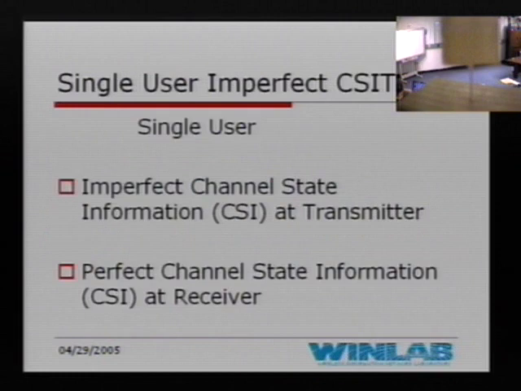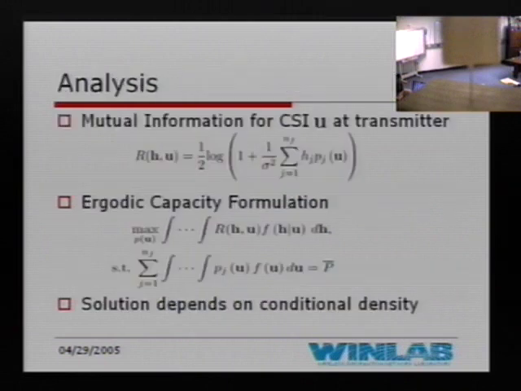Okay, so now we come back to the realm of single users, but now we consider imperfect channel state information at the transmitter. Let's see what's the optimal resource allocation that the transmitter can do. I have shown you these equations previously, just for the sake of recollection. The actual channel state is given by this vector h, and what the transmitter has access to is this vector u. So it allocates power as per u and not h. And this is the ergodic capacity formulation. The solution really depends upon the conditional density of h given u.